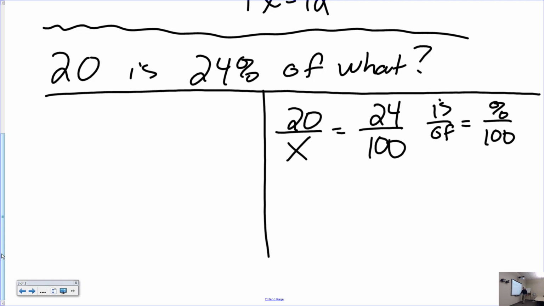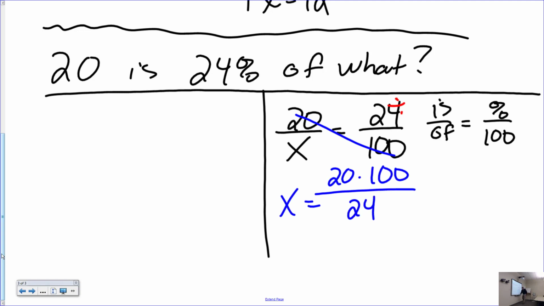But again, folks, the reason why I'd like to do this one is just to remind you that this cross multiply and divide technique, folks, it works no matter where x is. Okay? Here is your numbers that are across from each other. That's what gets multiplied. Whatever is diagonal from the x, that's what you divide. Okay? And you can just write that straight out, and that'll get you what x is, right? So x equals 20 times 100 divided by 24. 83.3 repeating.